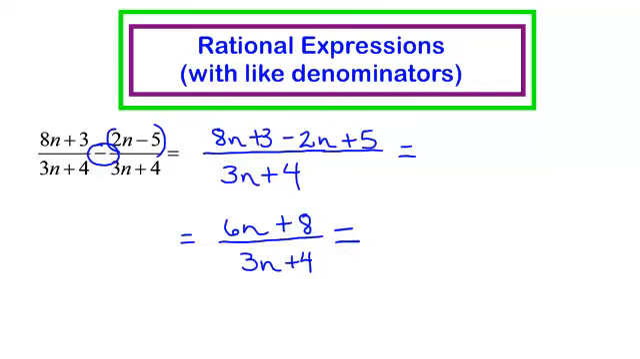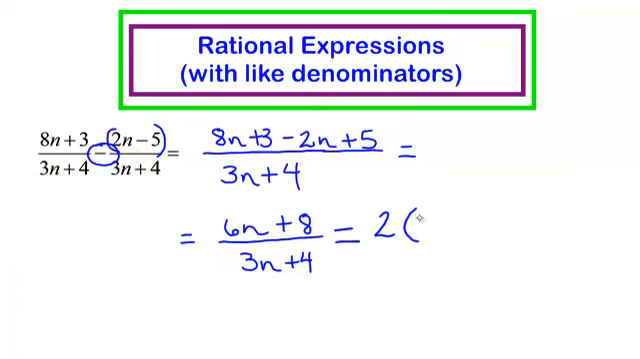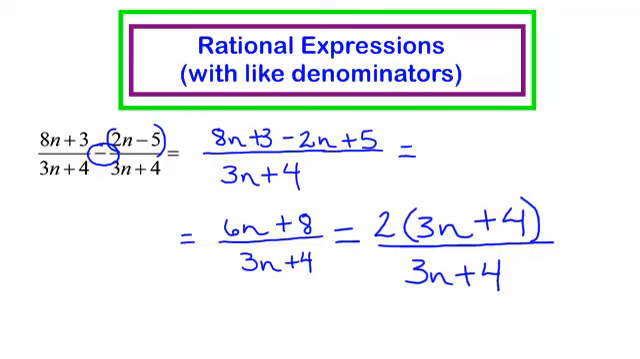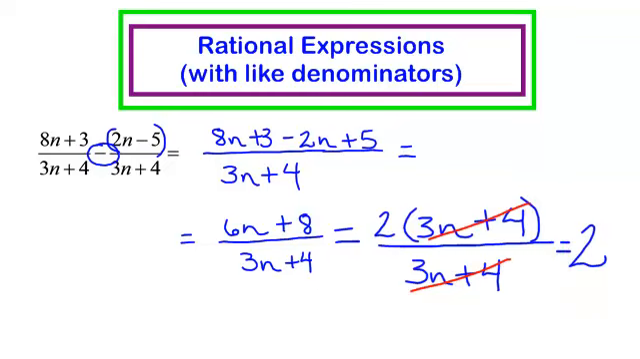In the numerator, it does have a GCF. That is your first step of factoring. It has a GCF of 2. Pull the 2 out. 2 times 3n is 6n, and 2 times 4 is 8. So now I do have 2 times 3n plus 4 over 3n plus 4. Does anything cancel? Yes, it does. The 3n plus 4 and the 3n plus 4, your answer is 2. So remember, if you are adding and subtracting rational expressions, it's just like the fractions you did in the 5th grade. You have to have a like denominator.